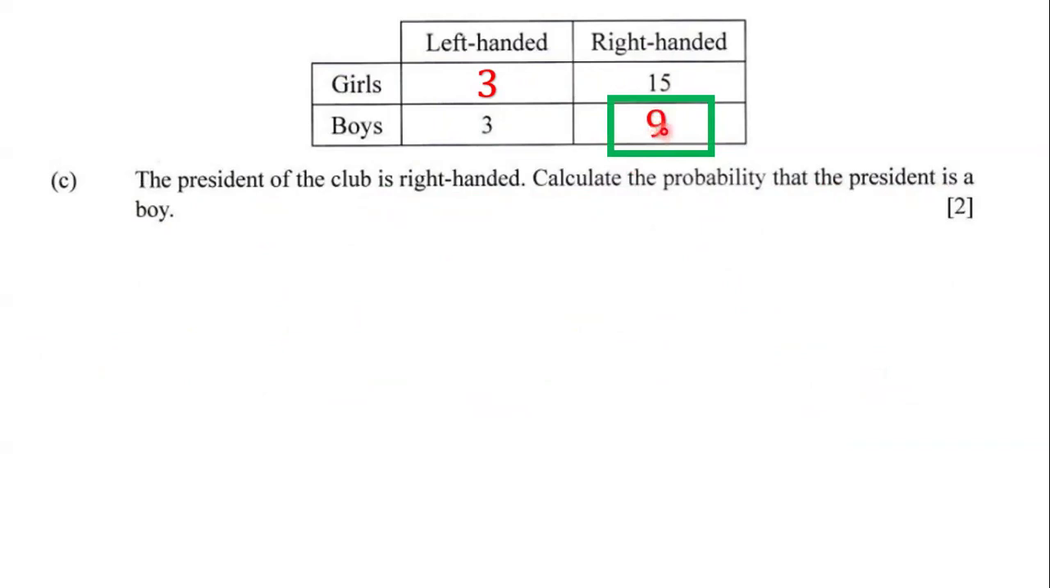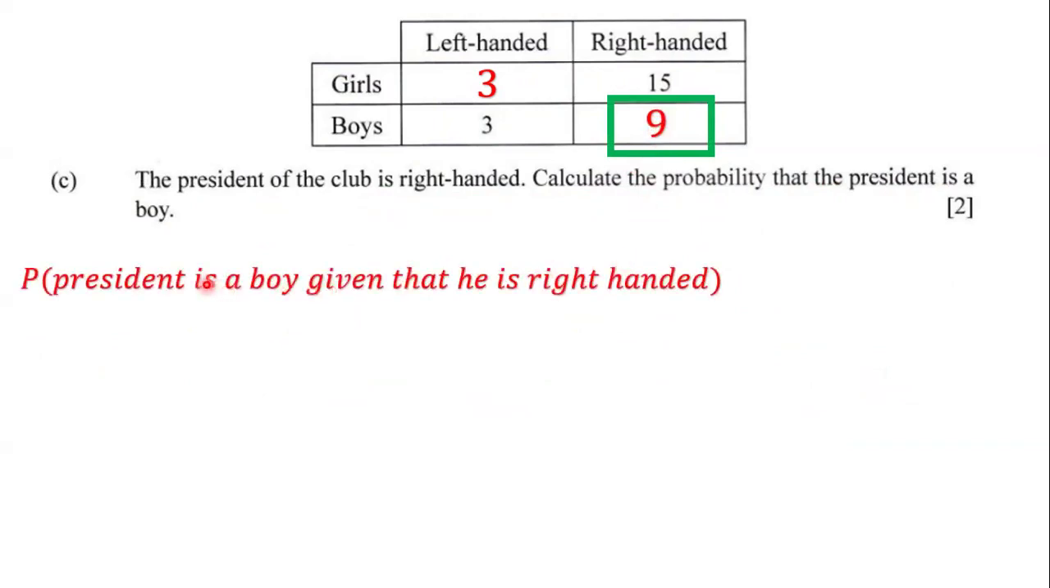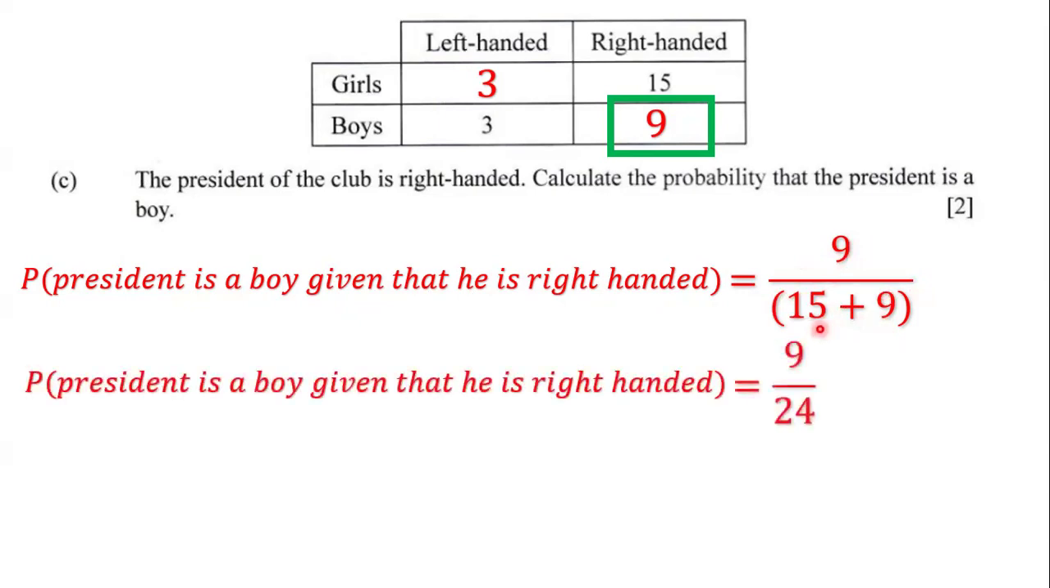Okay, so we have 9 boys that are right-handed. And so the probability that the president is a boy, given that he is right-handed, that's what we're trying to figure out. The probability that the president is a boy, given that he is right-handed. And so we know that it's going to be 9 all over 15 plus 9. And what is 15 plus 9? 15 plus 9 is 24.